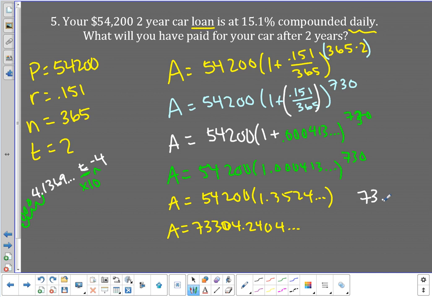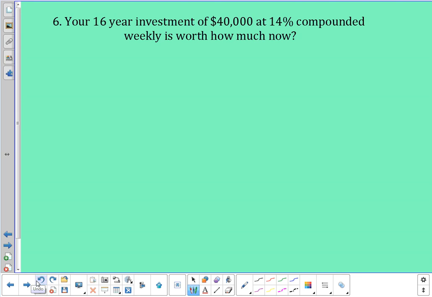So 73,304.24. That's your dollar amount. Ouch. That was a pricey car. It was a pricey car to begin with. And now it's even more of a pricey car. Holy cow. Okay, number 6, last one.